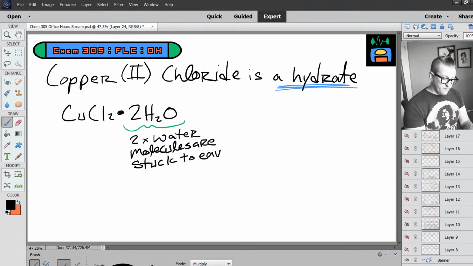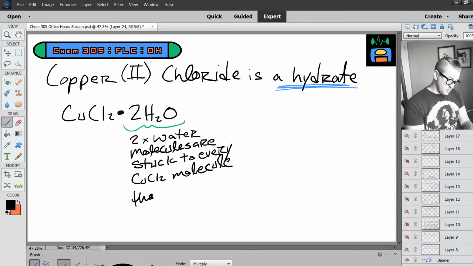They're stuck to every copper 2 chloride molecule that isn't dissolved in water.